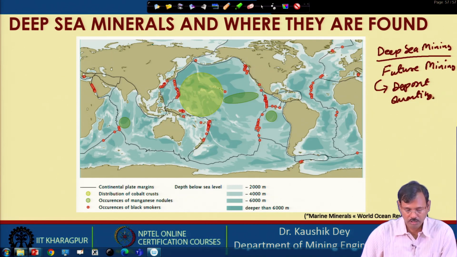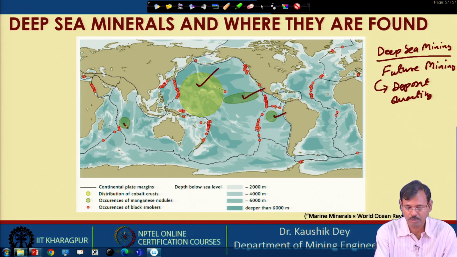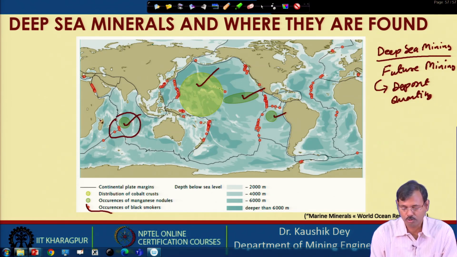Now, you can see the occurrences in different zones are shown. This is the distribution of the cobalt crust, and this is the manganese nodules availability. So, if you look into this, you can see India is here. We have some manganese nodules available close to this place, and black smokers are also available in this place. So, these are close to our territory, and we have excavation rights on them.